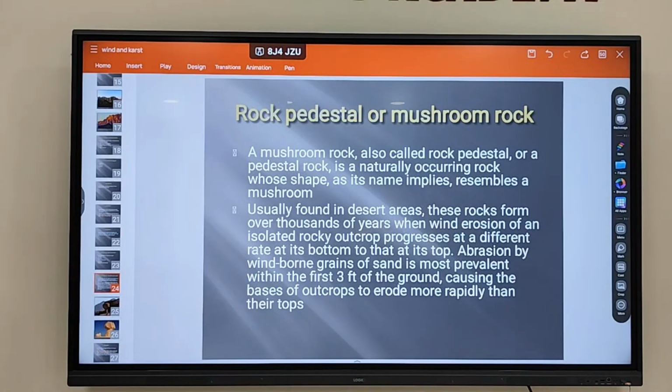So remember, mushroom rocks: why are they formed? They are formed because winds are eroding the lower part more as compared to the upper part. Why are they eroding the lower part more? Because of the sand particles which the wind is carrying. They erode, they abrade the rocks.